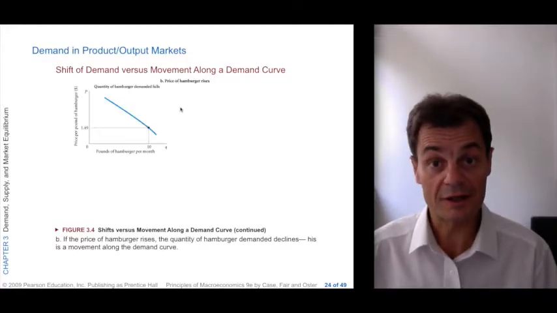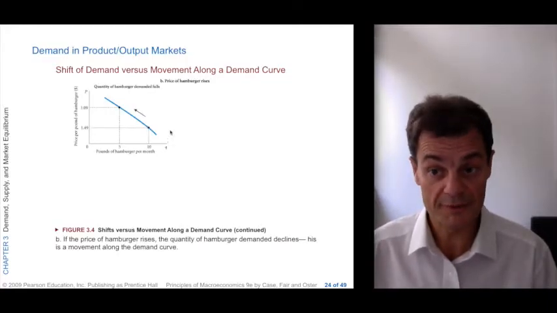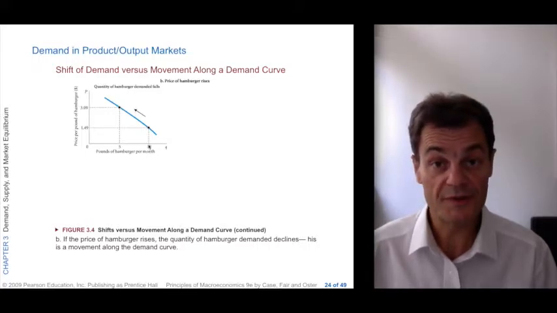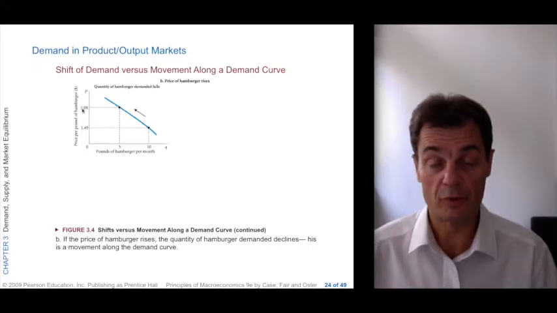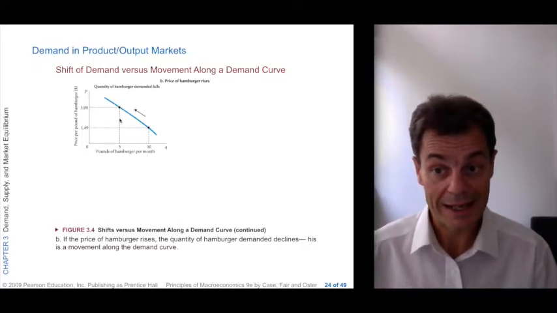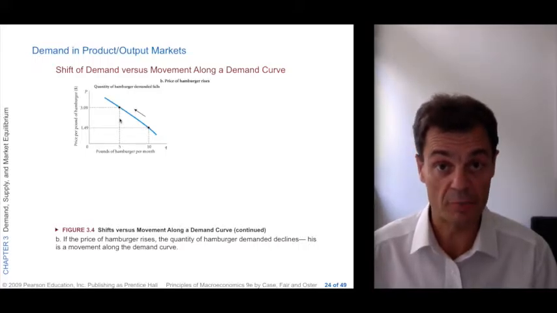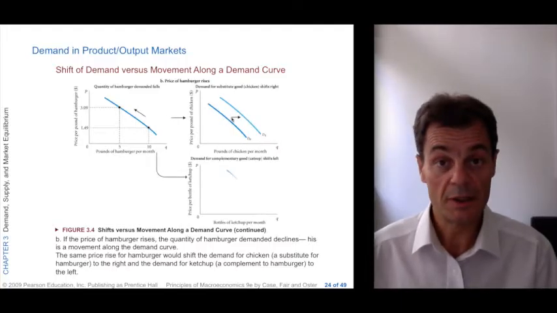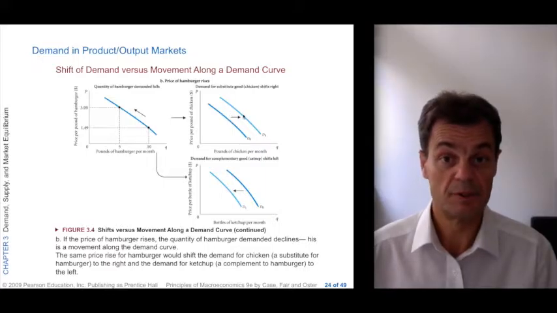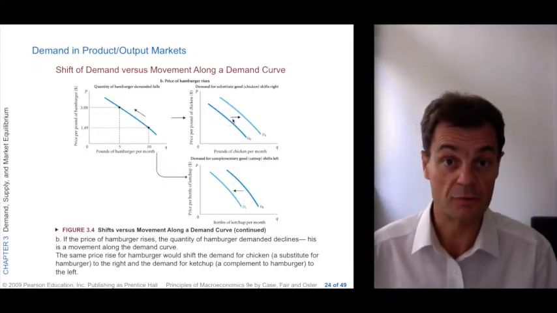If, on the other hand, the price of hamburgers rises, what happens? The quantity demanded will decline. People will consume 10 hamburgers per month if they cost $1.50. They will only consume 5 if the price of hamburgers goes to $3. As the price of hamburgers rises and people consume fewer hamburgers, what will happen? We will see that there will be an increased demand for chicken. People will consume less beef and will consume chicken.